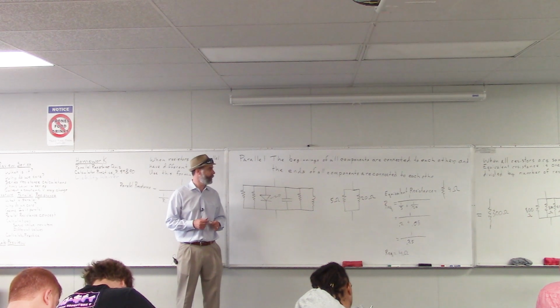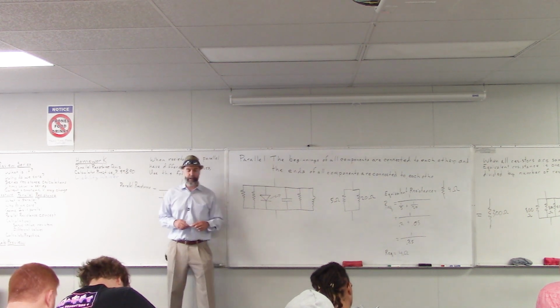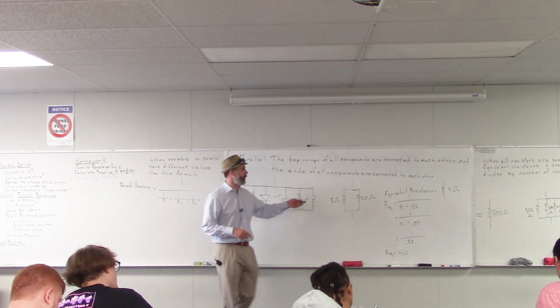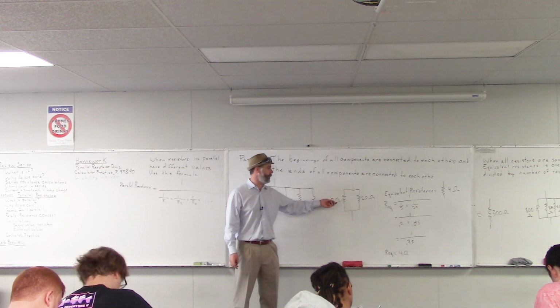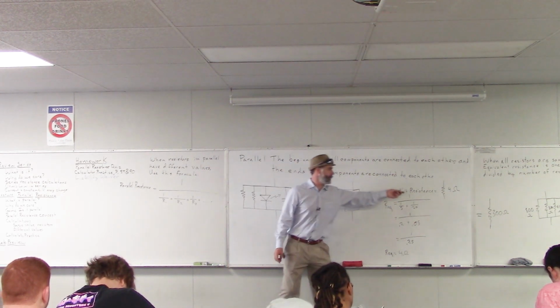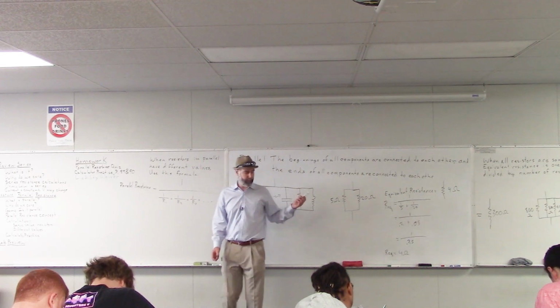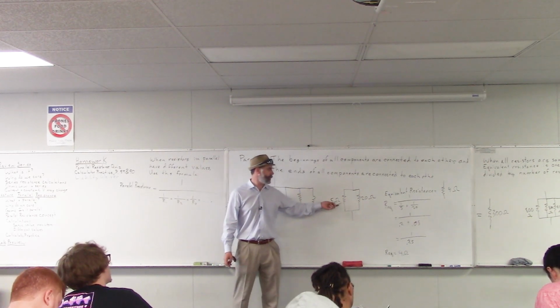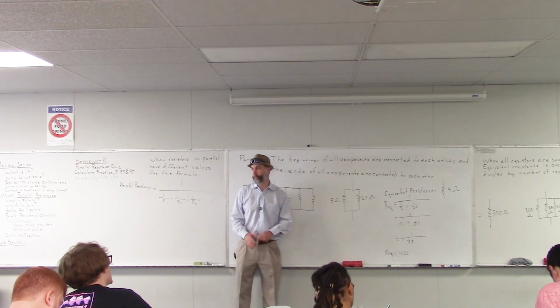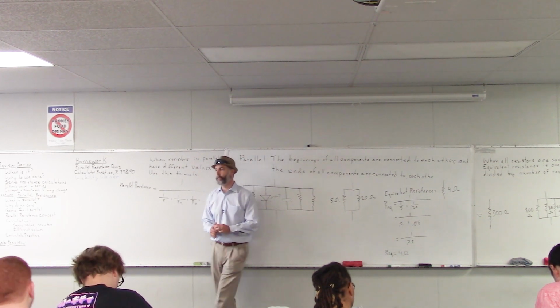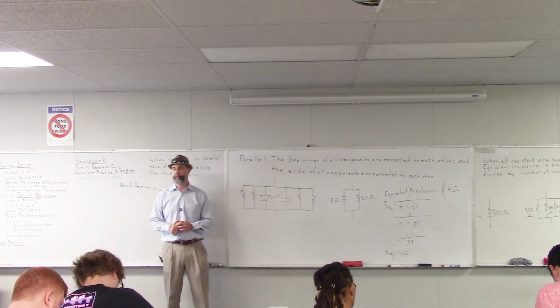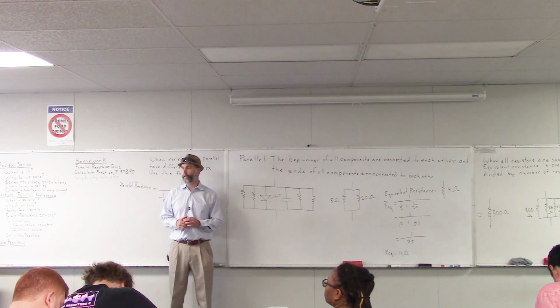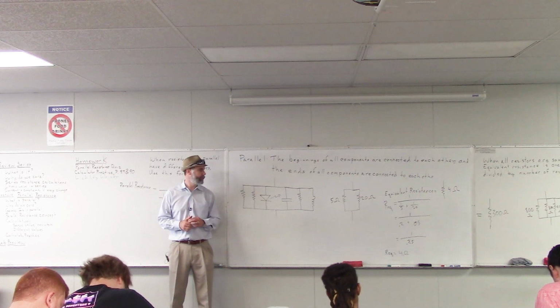Okay. Could you repeat that again? Yeah. So when you have a parallel circuit, the equivalent resistance for that circuit will always be less than the smallest resistor in your circuit. Okay, so our answer would always be less than the lowest value of the resistance. Exactly. Always less than the smallest resistor.